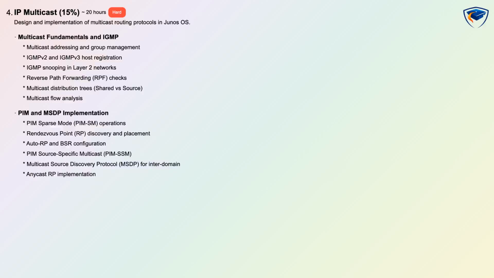IP multicast is 15% of the exam, rated hard, and carries an estimated 20 hours of study with conceptual and scenario-based assessment. You will study multicast fundamentals and IGMP including multicast addressing, IGMPv2 and IGMPv3 host registration, IGMP snooping in Layer 2, reverse path forwarding checks, and the differences between shared and source distribution trees.